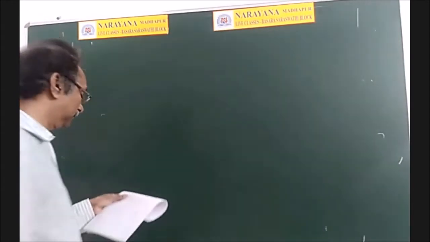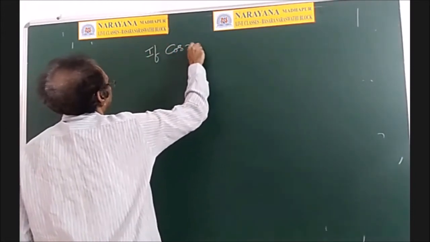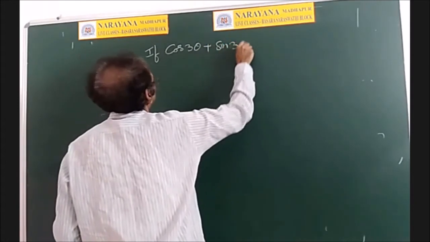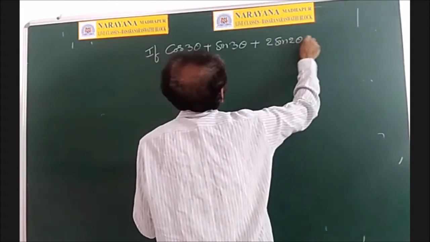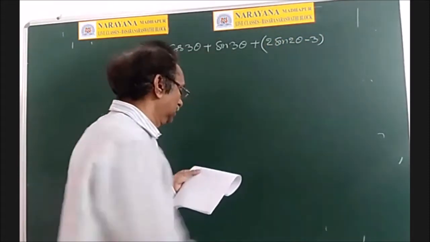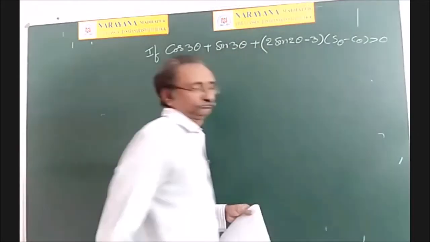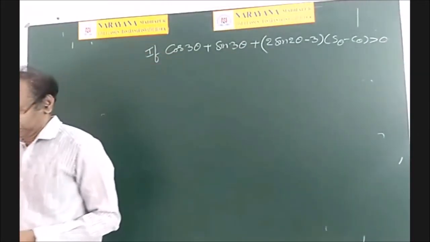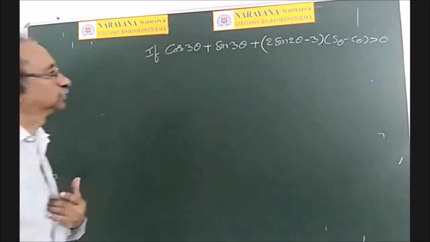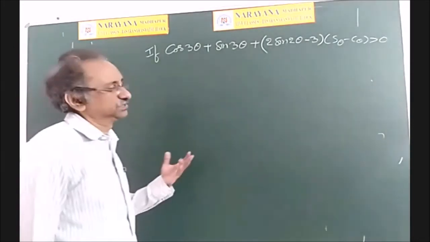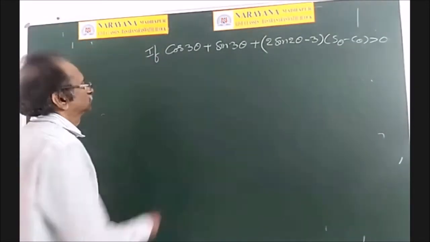Okay, right. Next one. If cos 3 theta plus sin 3 theta plus 2 sin 2 theta minus 3 into sin theta minus cos theta is greater than 0, then for what values of theta does this inequality hold good? That is the question. So let us start with this.